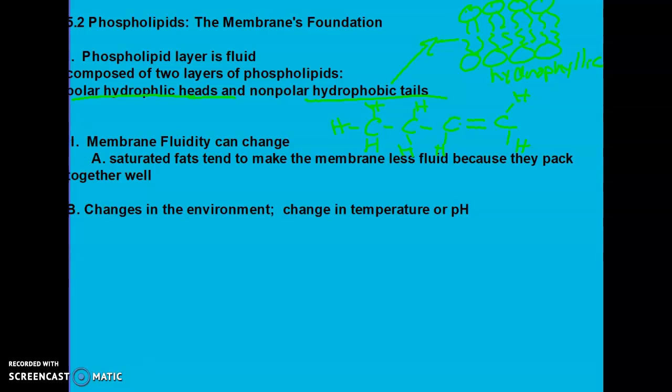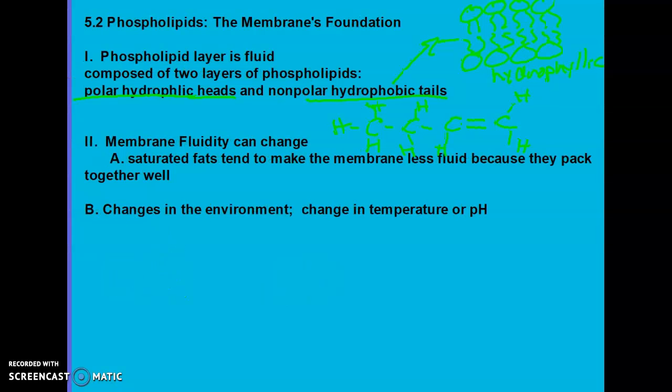All right, so phospholipids are obviously the membrane's foundation, that's what it's made out of. I already said they're a bilayer, so 2 layers of phospholipids, with a polar hydrophilic head and non-polar hydrophobic tails. And just what that structure looks like. This is what that molecule actually looks like. And so membrane fluidity can sometimes change a little bit, especially if exposed to certain environments. So saturated fats tend to make membranes less fluid because they pack together well.